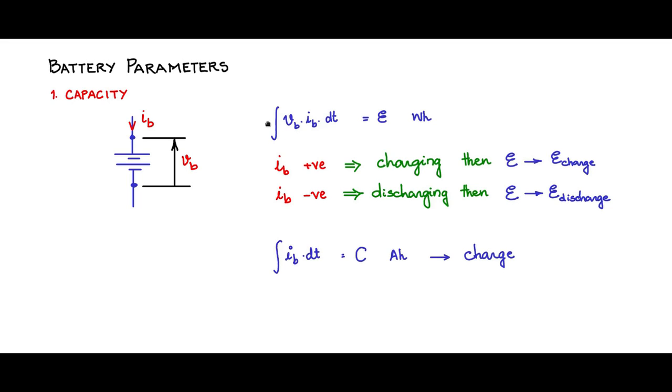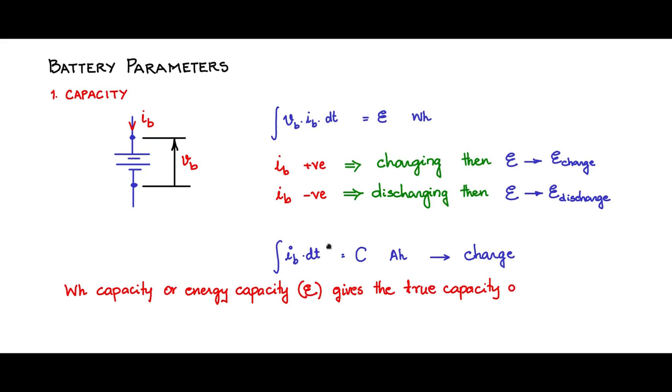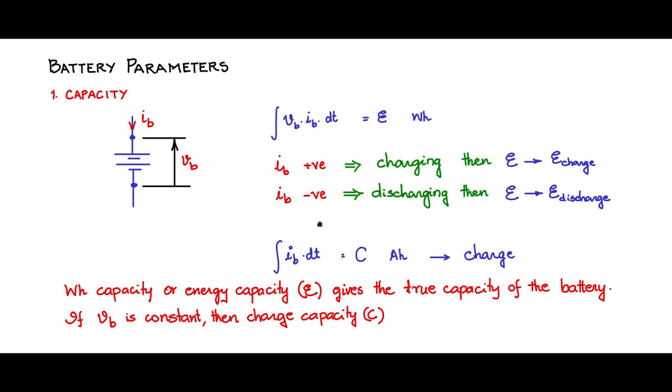Now if you compare these two, the watt hour capacity, or the energy capacity, is the true capacity of the battery. However, if VB is maintained constant, then the integral of IB dt, C, the ampere hour capacity, will be a direct measure of the integral of VB IB dt, that is the energy capacity. Then the charge capacity, C, or the ampere hour capacity, will give you a direct measure of the watt hour capacity of the battery.